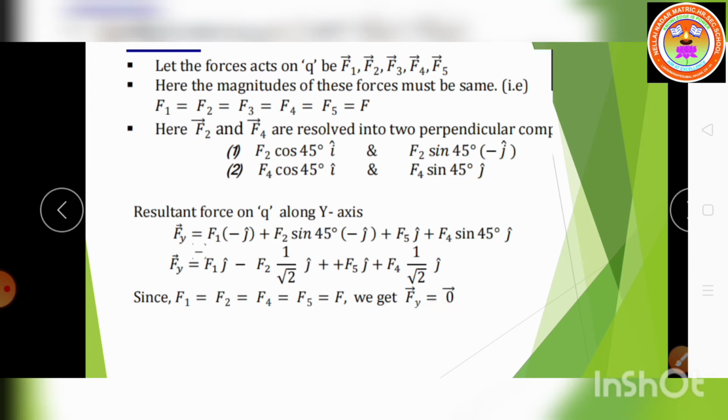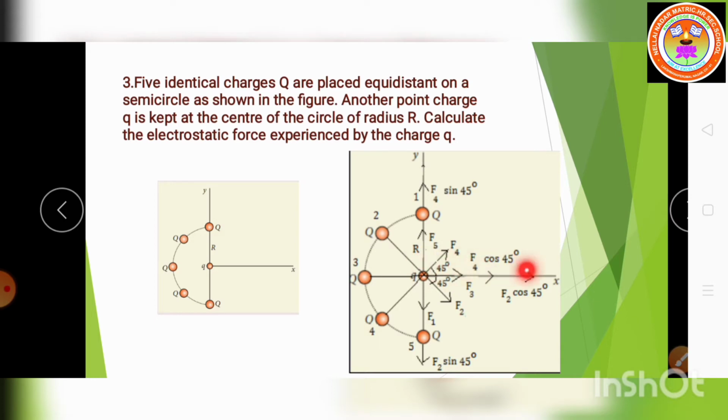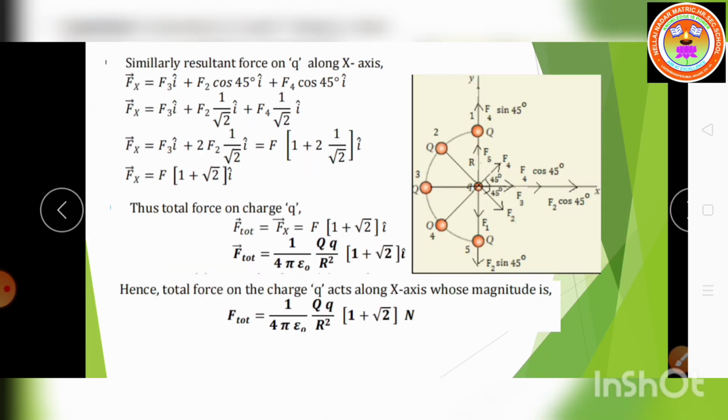0 vector. So in the next step, listen children, along the x direction only we are getting the answer, because along the y direction the answer is equal to 0. So along the x direction, what are the forces acting here? F3, F4 cos 45 degree, F2 cos 45 degree. Okay, so add these 3 components along positive I cap. So all the 3 will be along the positive I cap. What is the value of cos 45 degree? 1 by root 2. Again, cos 45 degree is 1 by root 2.